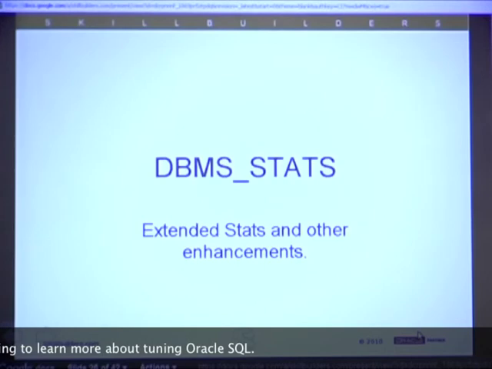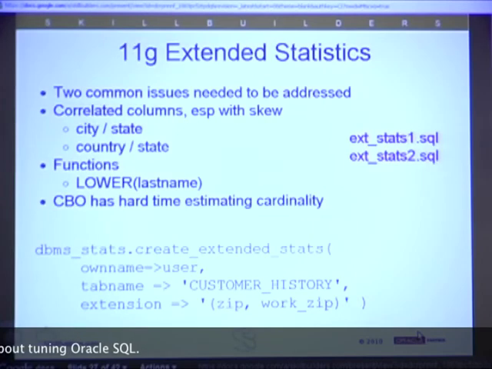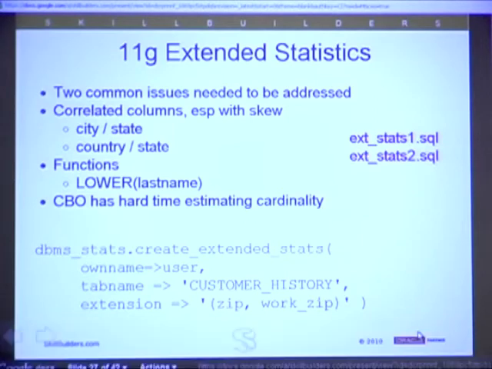Let's take a look at extended stats. There are a couple of other enhancements, but extended stats is the one we want to focus on the most. So, two common issues to be tackled. Correlated columns, especially correlated columns with skew. California has the most residents. The state of Rhode Island has the fewest residents. And so if we have a query with a column of state in it, with a city, there should be some correlation between them.